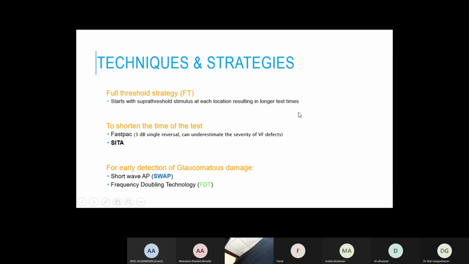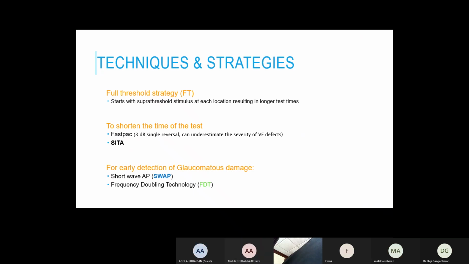So techniques and strategies, we have a full threshold strategy. Start with super threshold stimulus at each location, and this results in a long test time. And this is the standard test. To shorten the duration, we can use Fastpac and SITA.